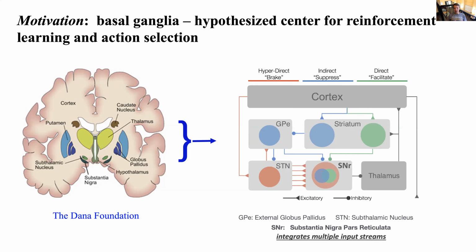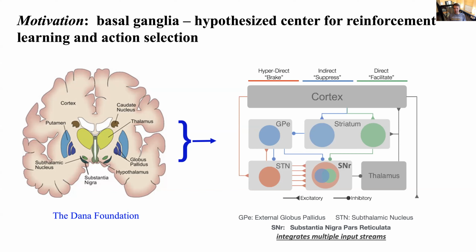Meanwhile, the SNR is also integrating inhibitory inputs from the GPE. So we have this decision maker down at the bottom of the basal ganglia that's having to integrate all of these different input streams, and as a result, adjust its level of inhibitory output, which gates movement in this theory.